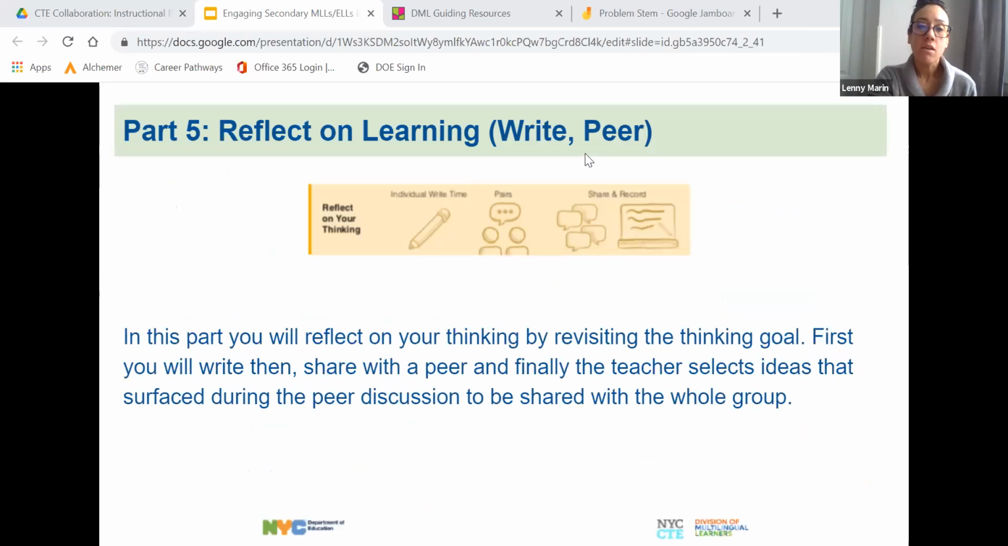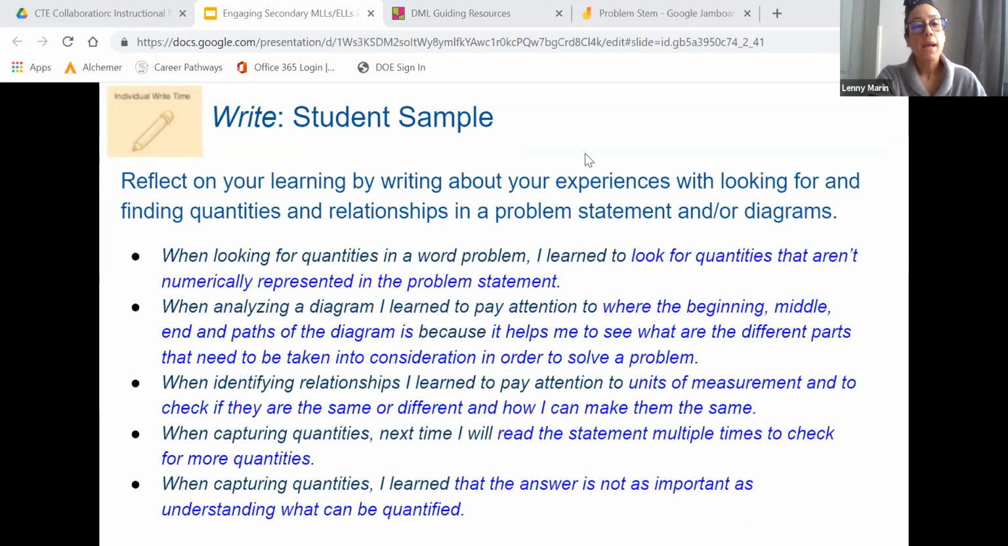And then lastly, a very important part of the routine, and actually in all of the instructional routines that I've seen in math, this reflection piece is very, very important. So you will ask students to write their reflection and maybe share with a peer. And so what you'll see here is the ones in dark blue would be sentence stems that I would provide for students. Like, when looking for patterns and quantities in a word problem, I've learned... right? And then what's in light blue is what some students may have answered.